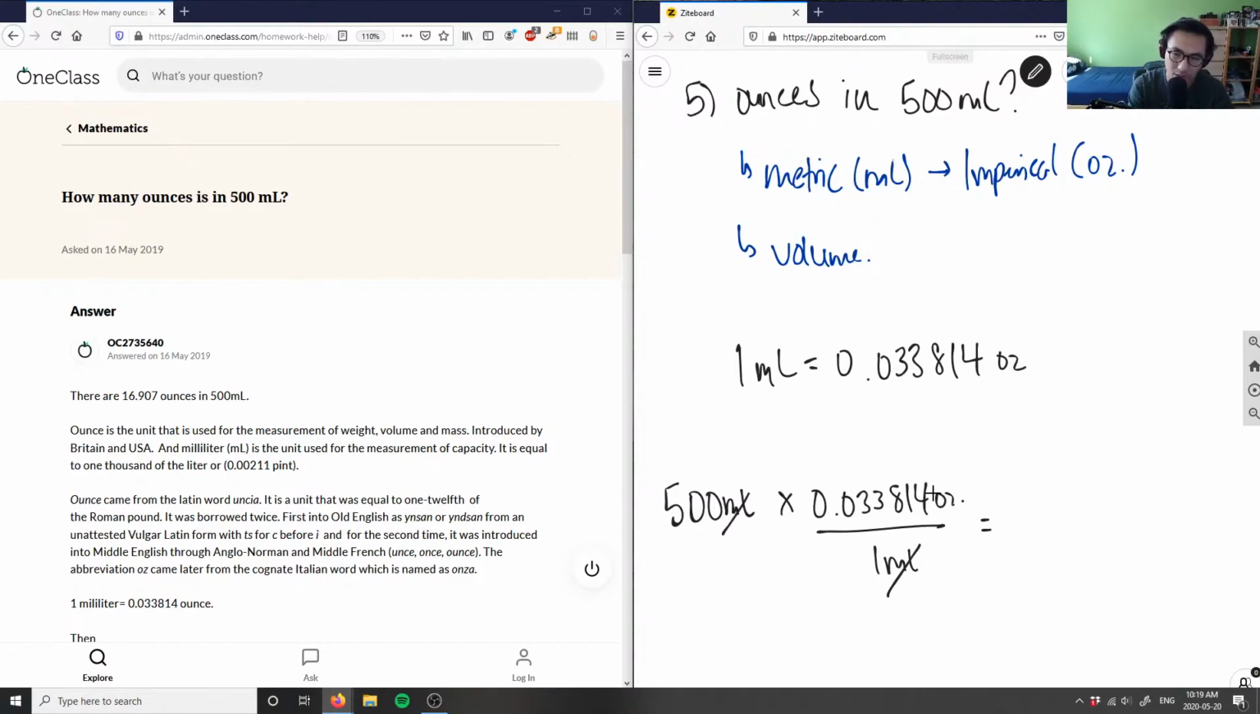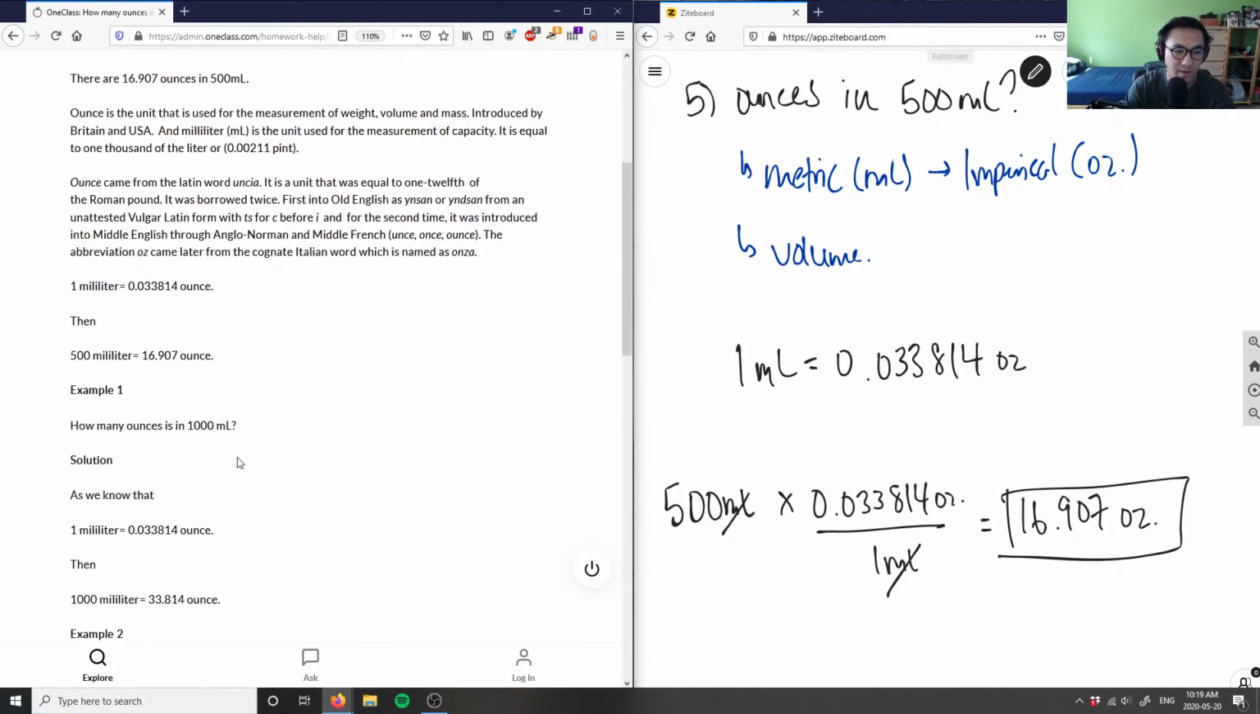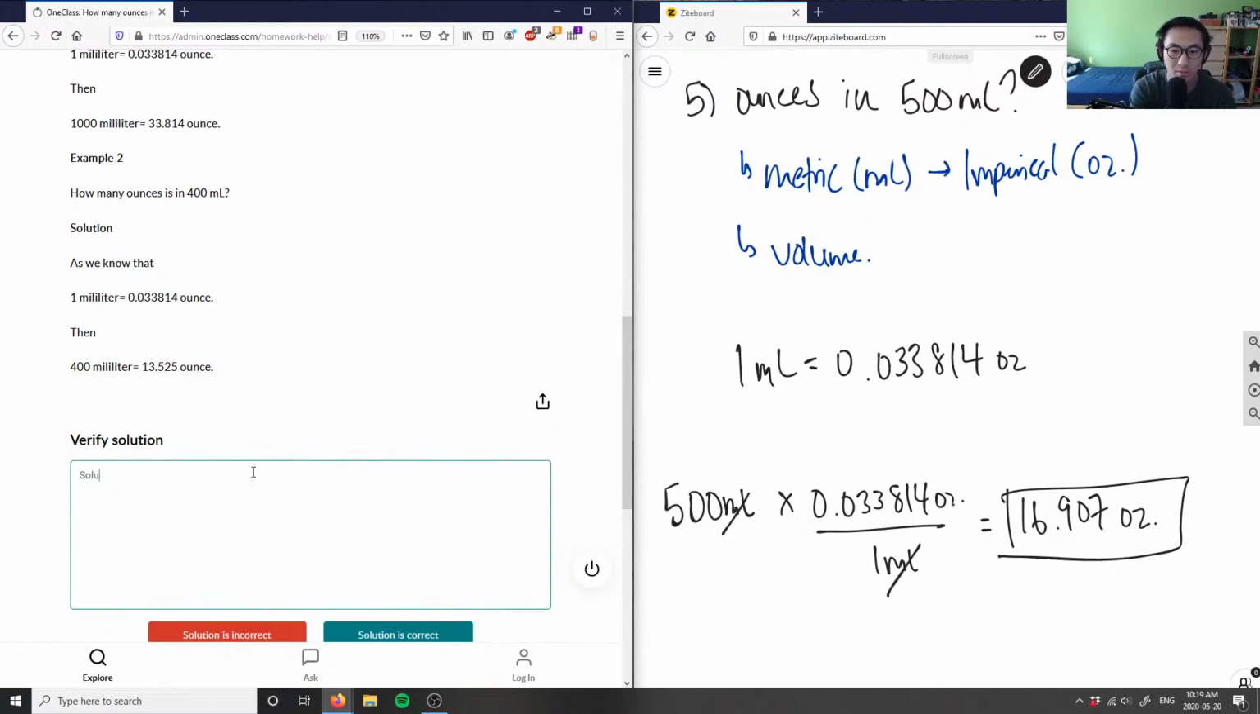Which is going to be 16.907 ounces. And this here is our solution. As you can see, this solution is also correct because they said 16.907 ounces in 500 milliliters. So the solution is correct.